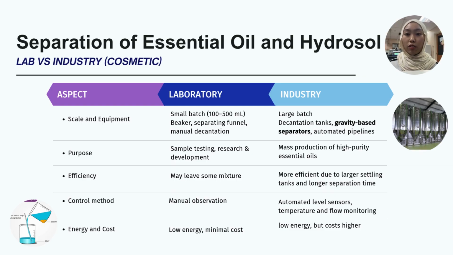For efficiency, the lab may leave some mixture, but industry will give more efficient separation, though with a longer separation time. For the control method, of course, industry is best with automated level sensors, with low energy use, but the cost is higher compared to the lab.